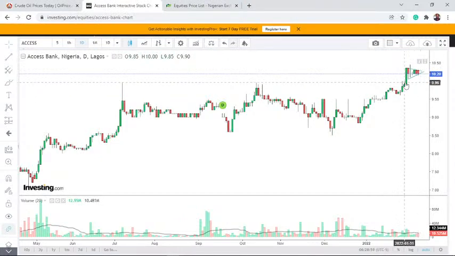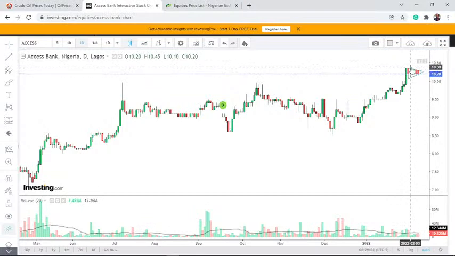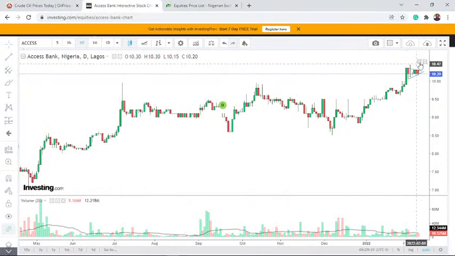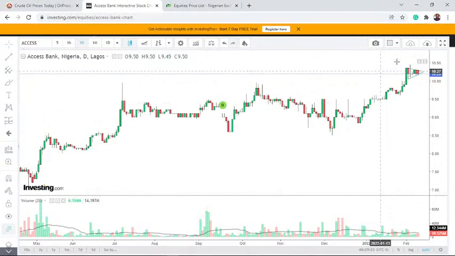I can see that Access has even touched as high as 10.43 before it pulled back. I see this black line here to tell you that this is like a wick up. Then for me, Access is very strong. If you are in Access, just hold your position and see their numbers because it has broken different resistances here before you now see this move. I tell you that the bank is going somewhere. Don't forget that the bank has consolidated for almost this long before it broke out.